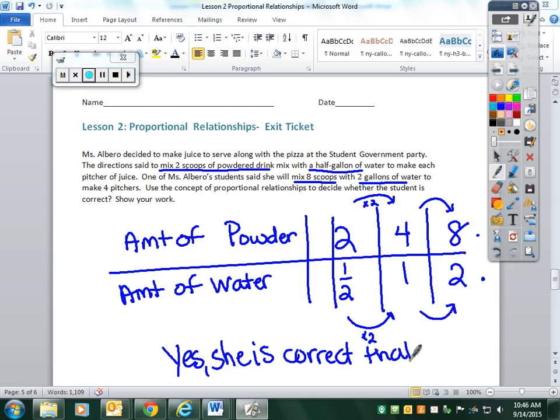That 8 scoops and 2 gallons of water will make 4 pitchers. Kind of running out of room here. Okay, and again, my unit rate in this case would be consistent throughout my entire table.